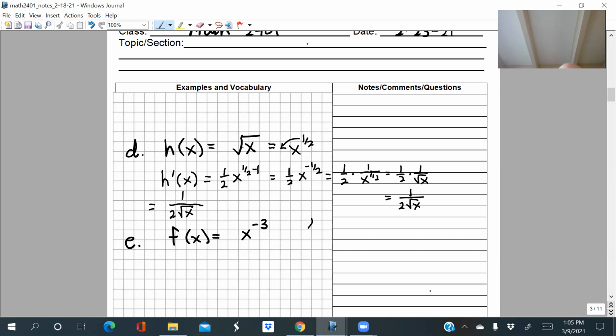Sorry, I have a question. Rewriting that radical as a fractional exponent, that was really the key, right? In allowing us to find the derivative function. Yeah, did someone have a question? Donna, did you have a question?